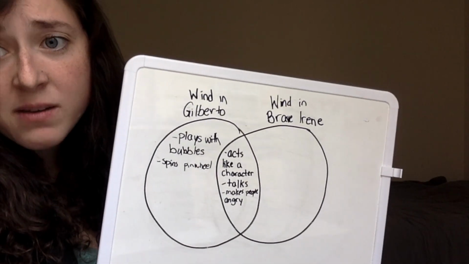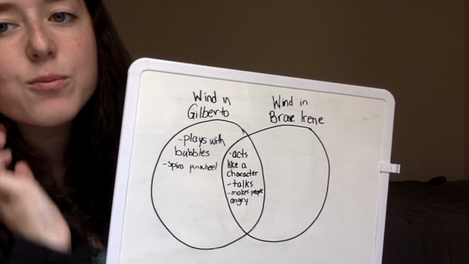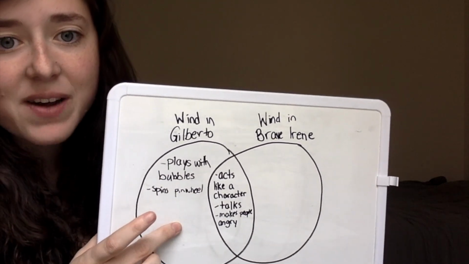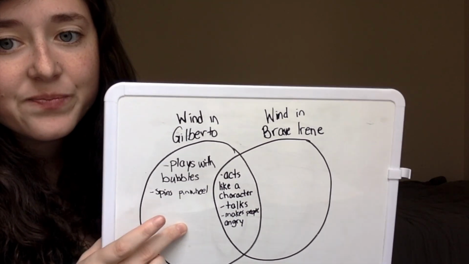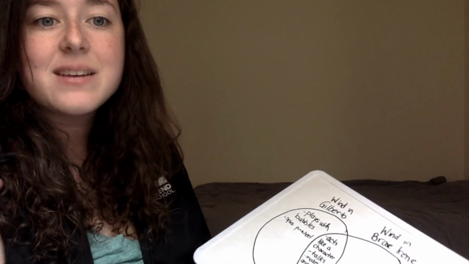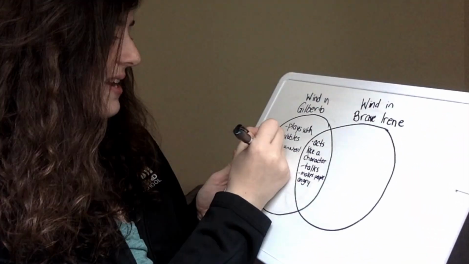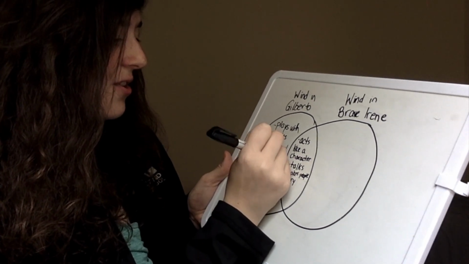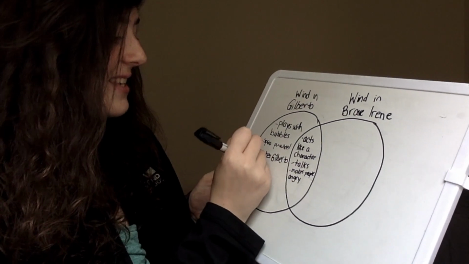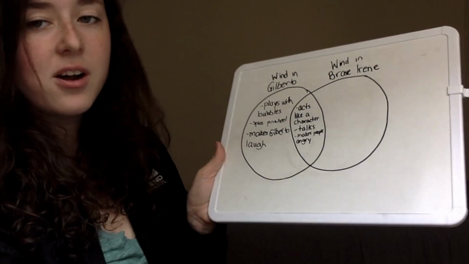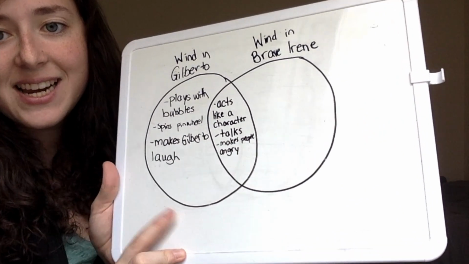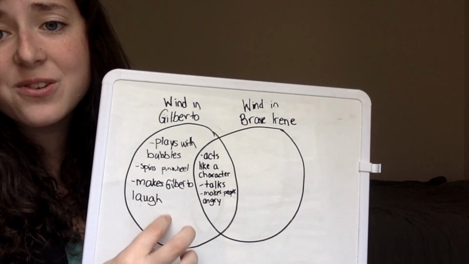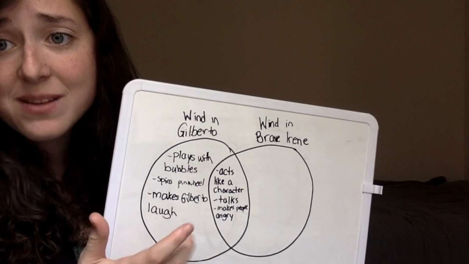All right, and I'll take one more good idea for something the wind does in Gilberto and the Wind that it does not do in Brave Irene. Ooh, I heard someone say that it makes Gilberto laugh. Right? We talked about that last week, about how the wind can make Gilberto happy, but it didn't ever make Irene happy. Nice job. So the wind makes Gilberto laugh. That did not happen in Brave Irene, so it's going on my Gilberto side. Nice job. There's plenty of other things that we could add to this Venn diagram. If you've got other ideas, feel free to write them down yourself.